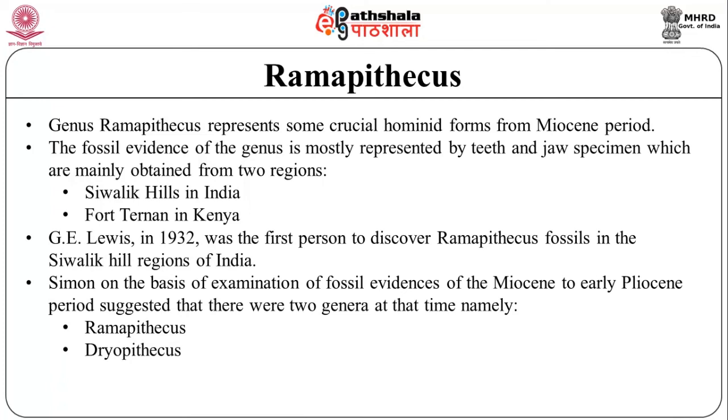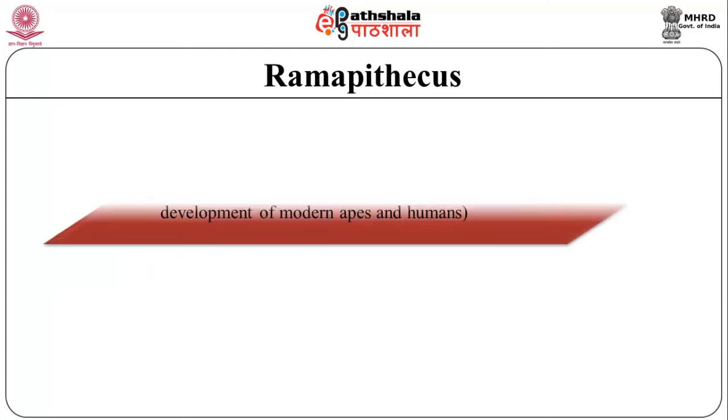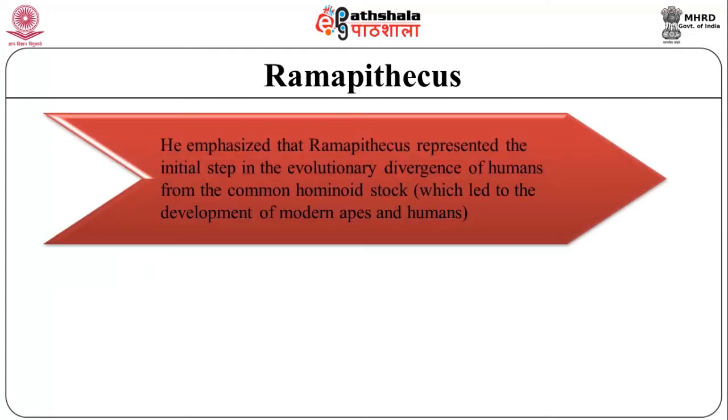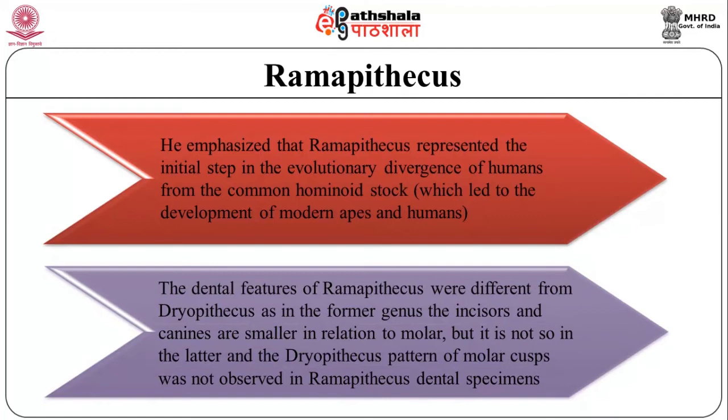Simons, on the basis of the examination of fossil evidences of the Miocene to early Pliocene period, suggested that there were two genera at that time, namely Ramapithecus and Dryopithecus. He emphasized that Ramapithecus represented the initial step in the evolutionary divergence of humans from the common hominid stock, which led to the development of modern apes and humans. The dental features of Ramapithecus were different from Dryopithecus, the former genus.